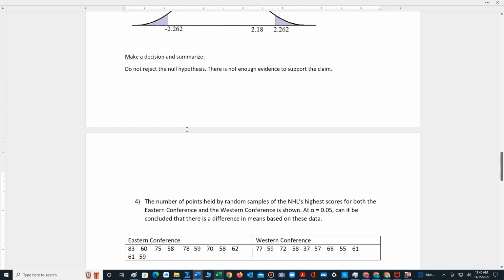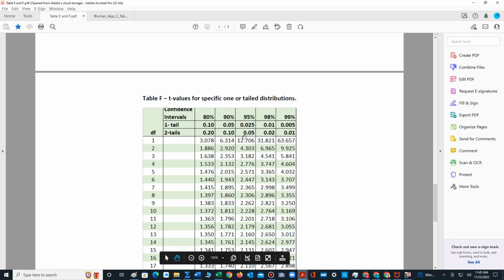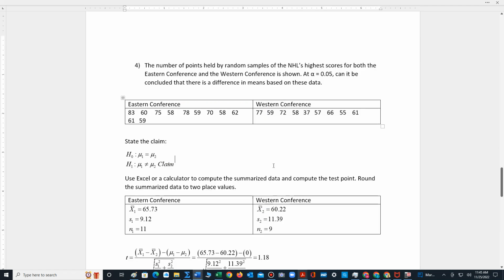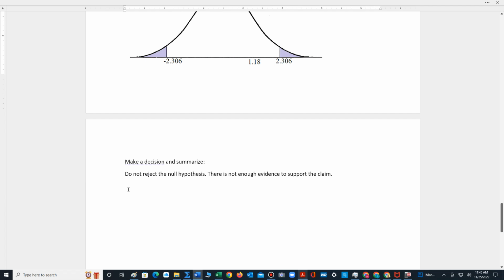It's 2 tails, 0.05, and we go down to degrees of freedom 8. We have 2.306. That's going to be our right critical value, 2.306. Left critical value is negative 2.306. 1.18 falls in between the 2 values. Thus, we do not reject the null hypothesis. There is not enough evidence to support the claim.